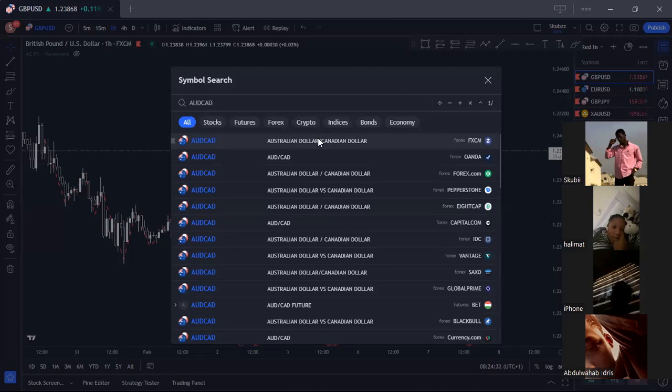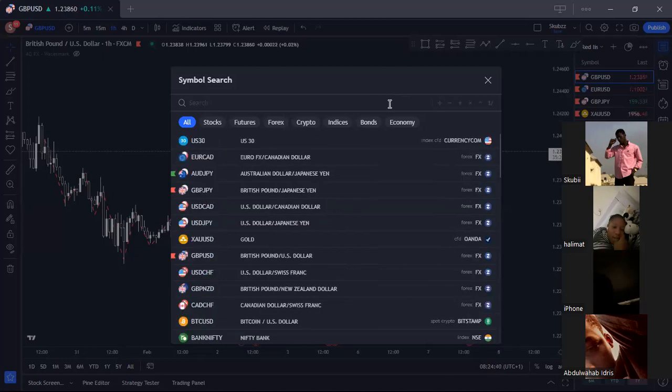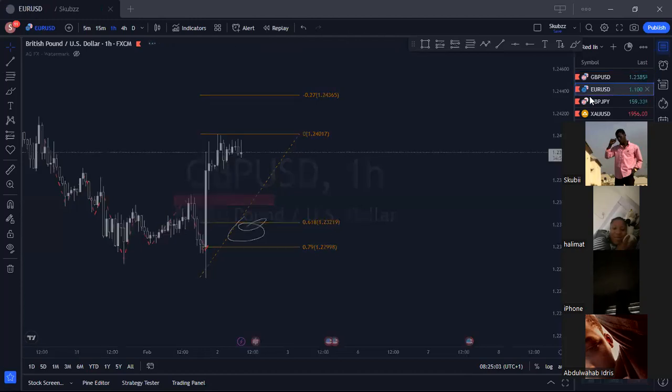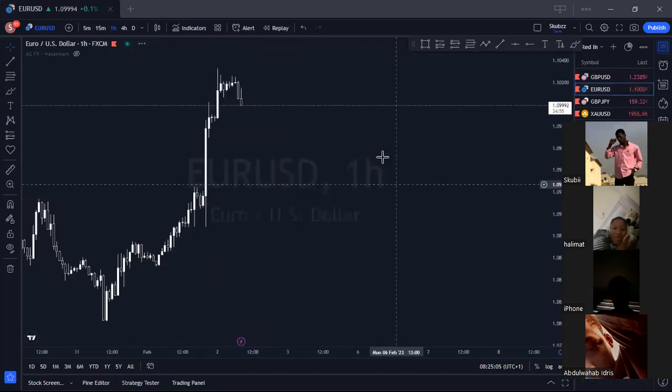I see Euro USD. You dey hear yourself at all? Halima, why you dey laugh? What pair do you want us to take a look at? Euro USD. We have looked at GBP JPY now.